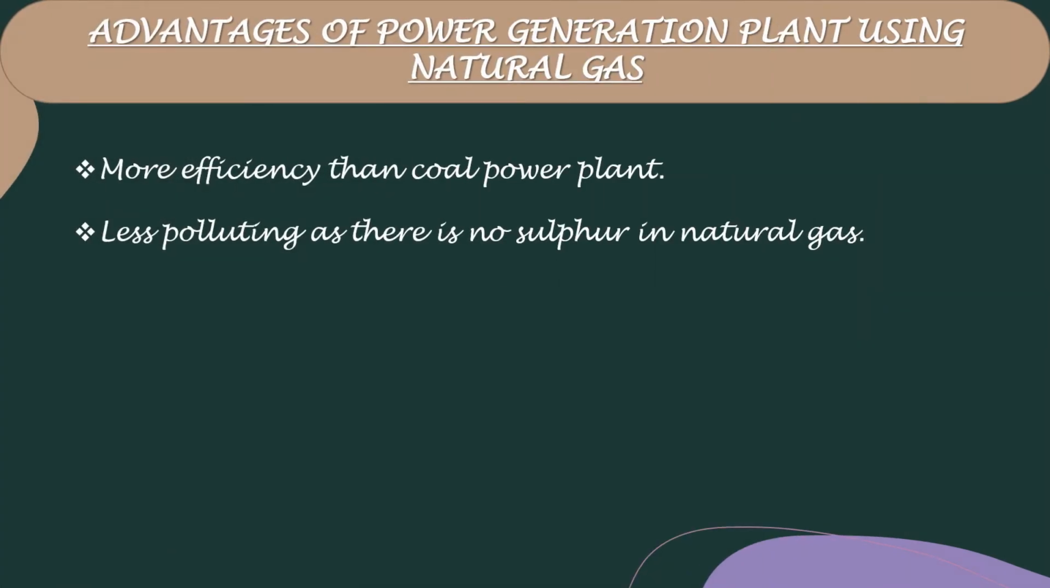Students, now what are the advantages of power generation plant using natural gas? The efficiency is more. That means the efficiency of this type of power generation plant is higher than that of power generation plant based on coal. And moreover, since the natural gas does not contain sulfur, burning of natural gas results in less pollution.